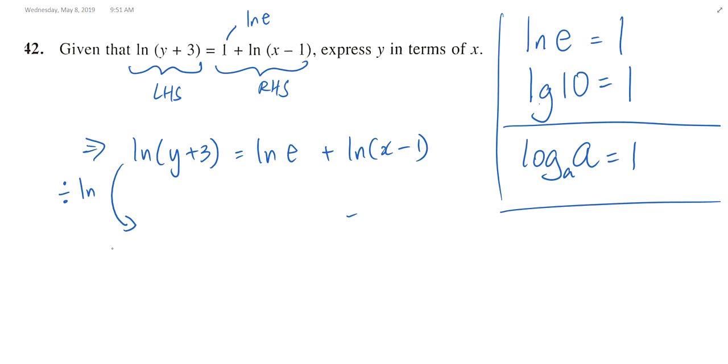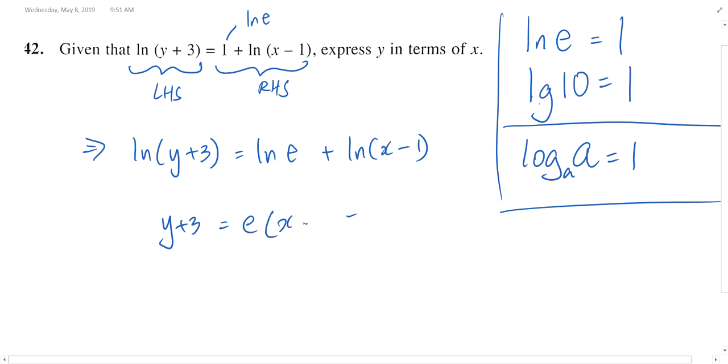You wrote y plus 3. Okay, y plus 3. Then? e times x minus 1. What? You're okay with this or not? Who is not okay? Raise your hand. Anybody not okay? Raise your hand.